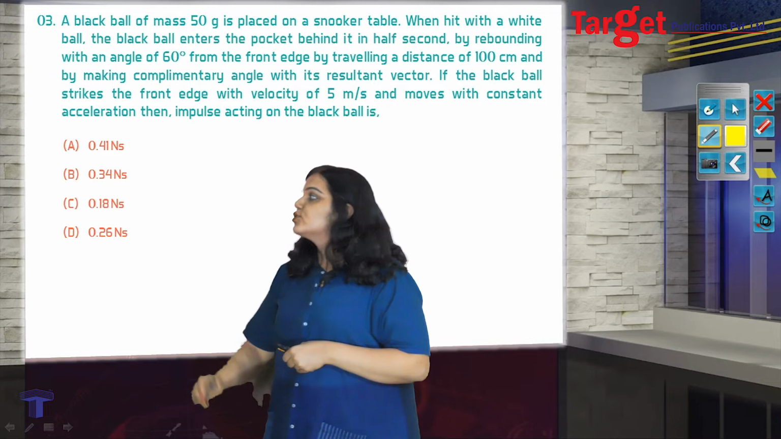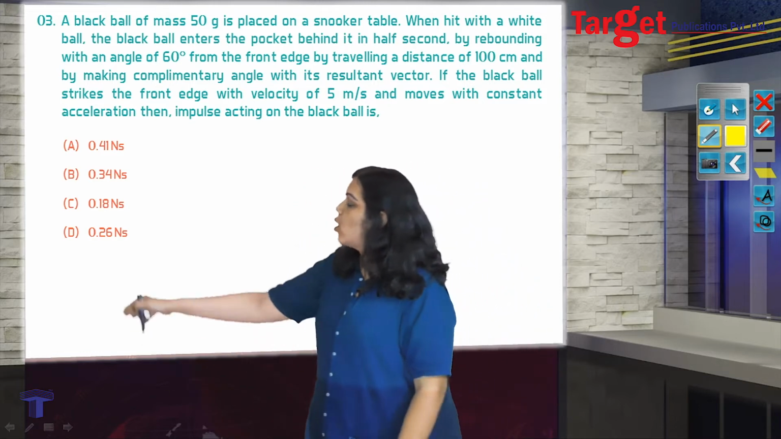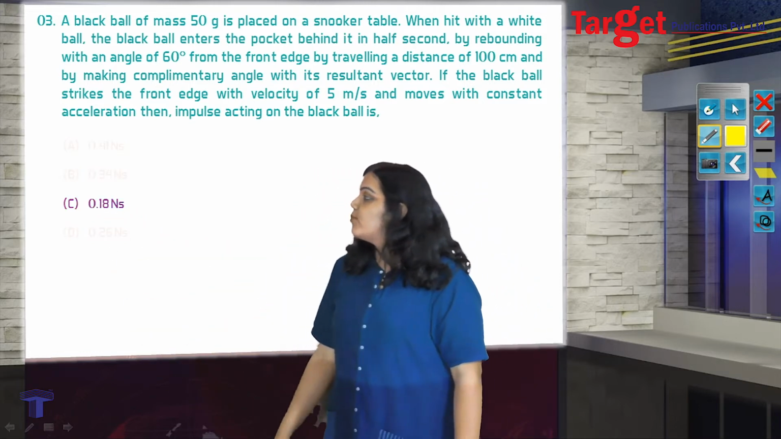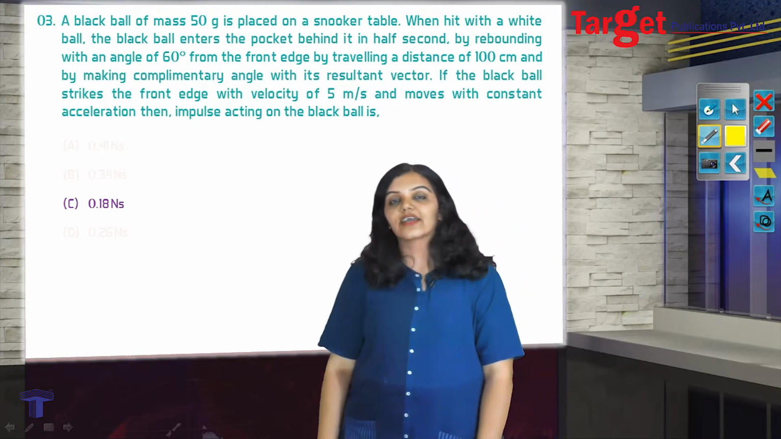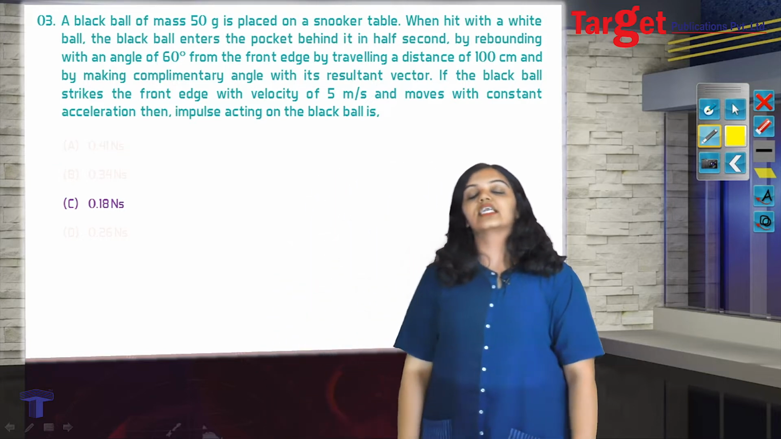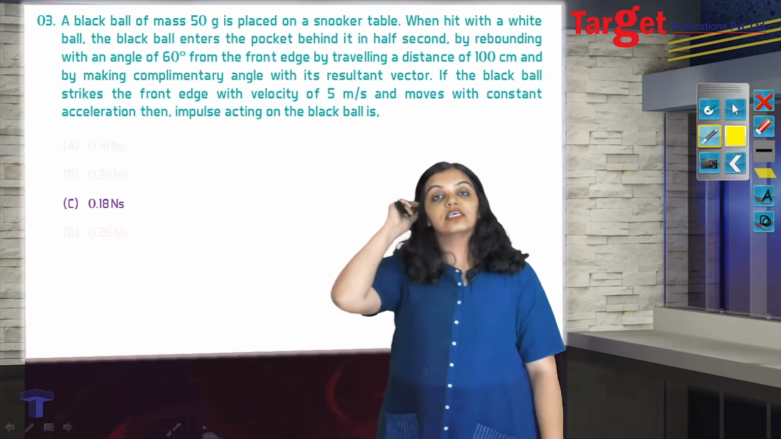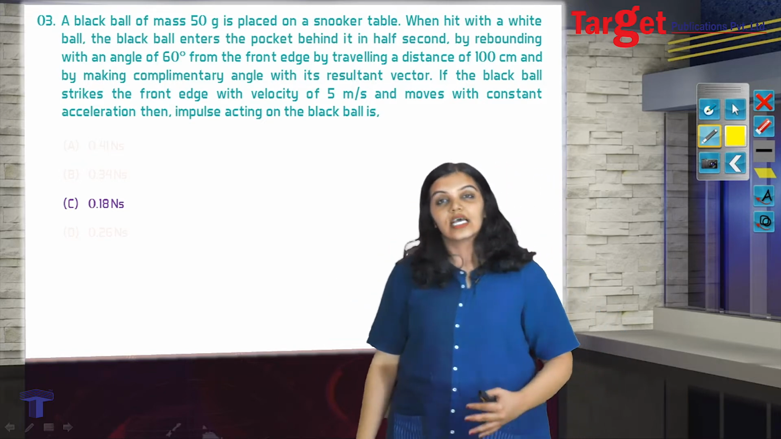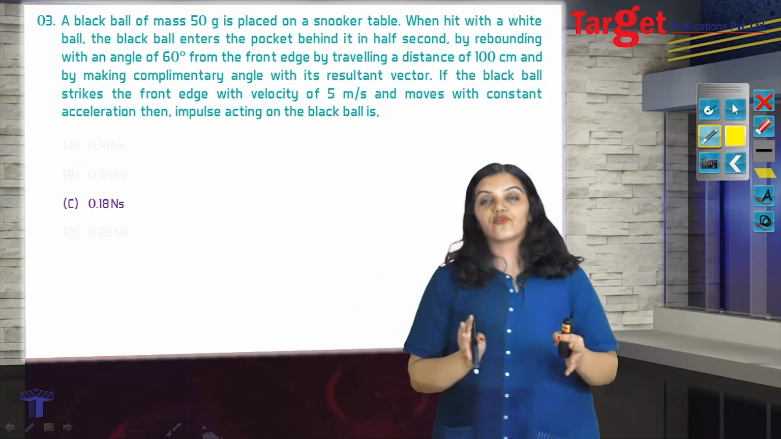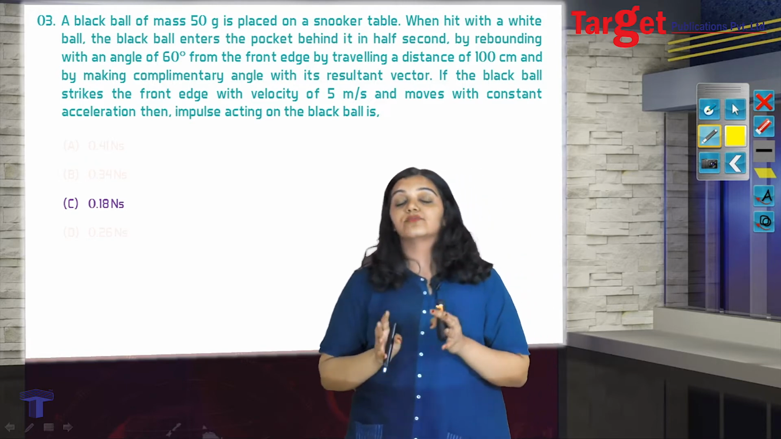These are our options and the right answer comes out to be option number C, that is 0.18 Newton second. Now, of course, this sum is a classic example of how the examiners try to intimidate the students by making you think that the sum is a difficult one. Actually, the sum is pretty simple.